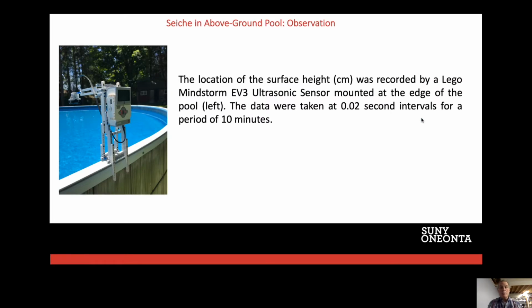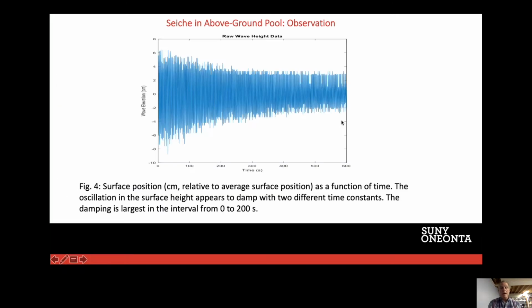In order to measure the period of this Seiche, we took a LEGO Mindstorm EV3 and an ultrasonic sensor and built a mount to hang over the edge of the pool, as you see here. We took data on the height level of the surface at 0.02 second intervals for a period of about 10 minutes. And here's a look at some of that data.